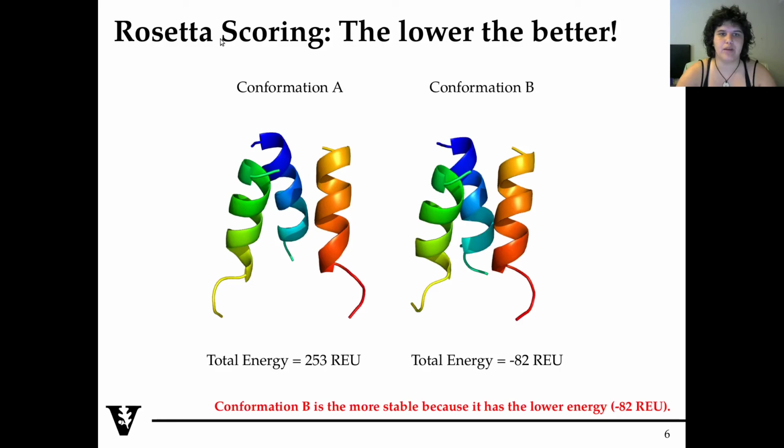So if we go back to our example, the thing you have to know within Rosetta is that the lower the score is, the better. So conformation A has a total energy of 253 Rosetta energy units, while conformation B has minus 82 Rosetta energy units, and between the two, the lower is the better, so conformation B is the more stable protein of the two.